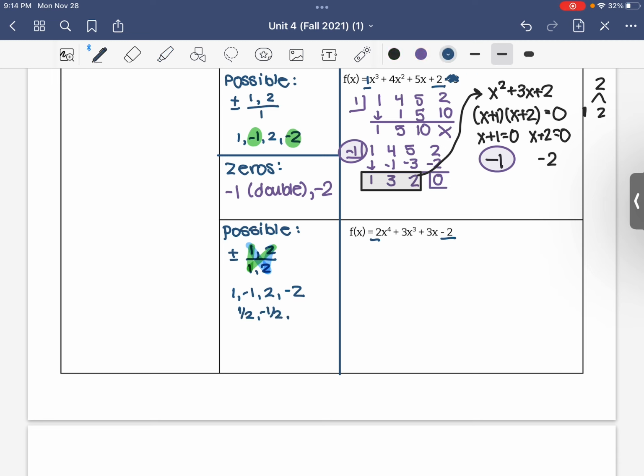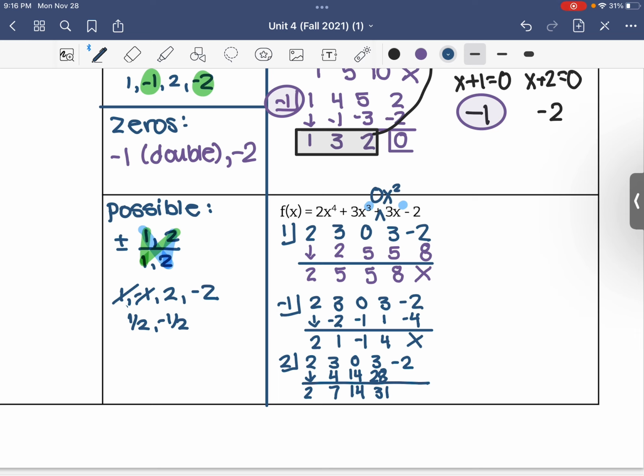Drop the 2 down. 2 times 2 is 4. Add that to the 3, I get 7. Times 2 is 14. Add that to the 0, I get 14. Times 2 is 28. Add that to the 3, I get 31. Times 2 is 62. That's definitely not going to be 0. So I've got to keep going this time. Hopefully negative 2 will work so I can avoid the fractions. Otherwise I'm going to have to use 1/2 and negative 1/2 inside of this problem.